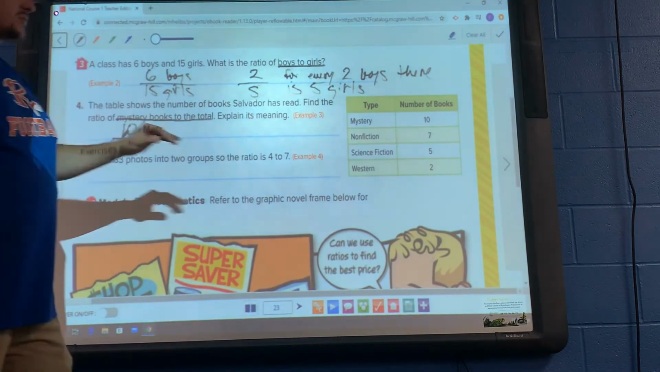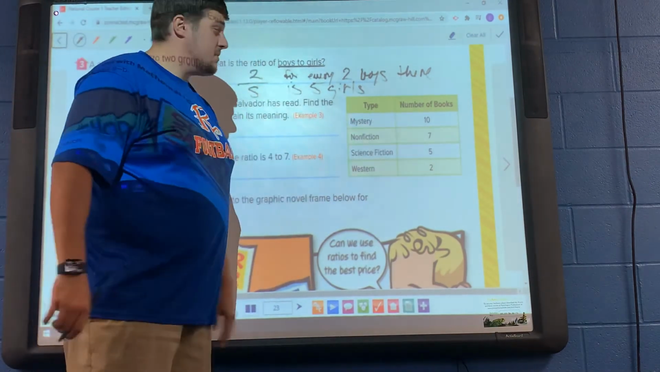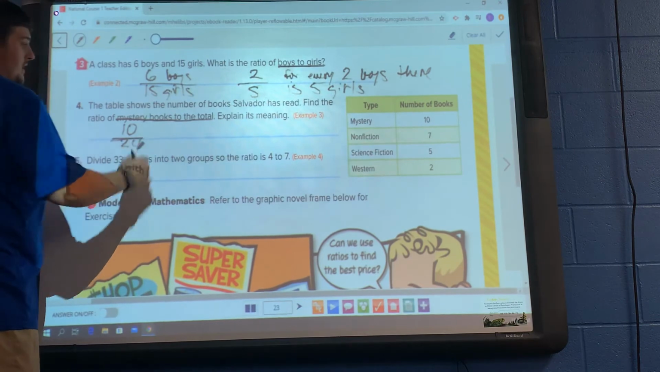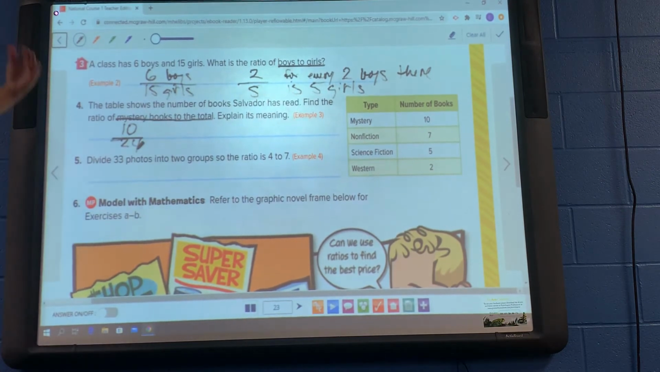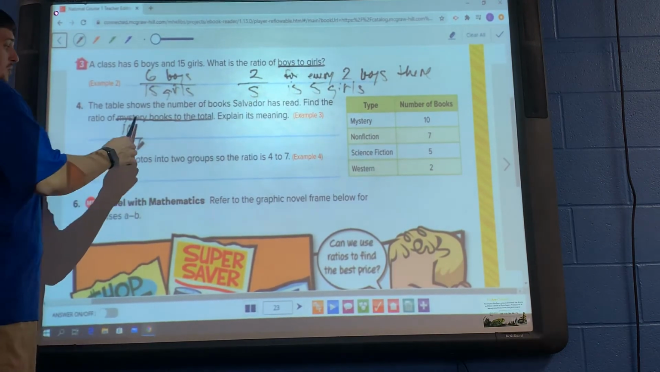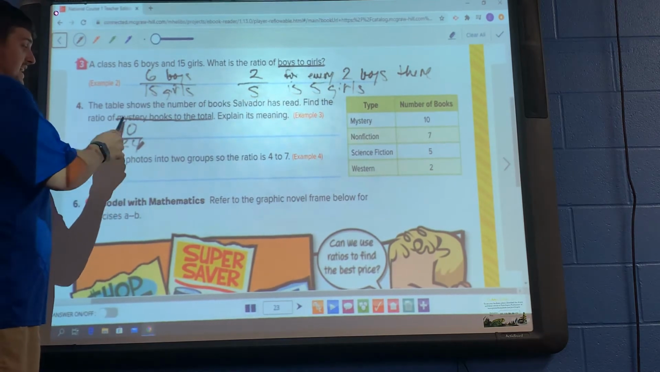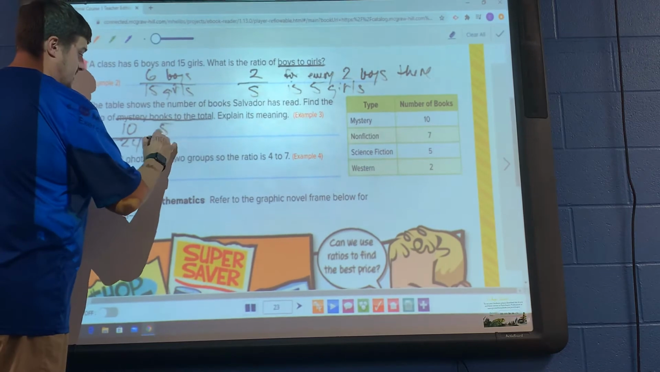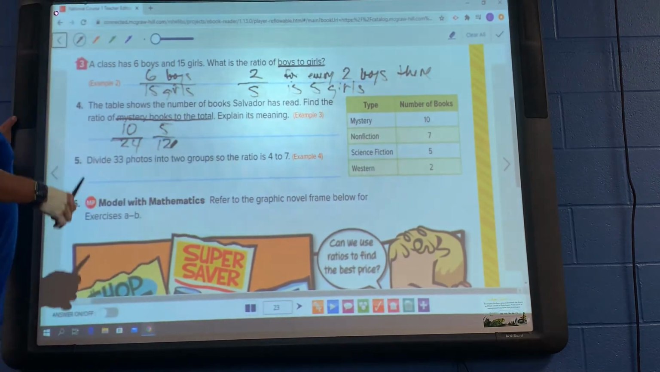Now we got to find the total. To do that, you got to add these all up. So that would be 24. Now we have to simplify this. So we gotta look at 10 and 24. What we can take out is 2. So you get 5 to 12. So now we explain this meaning.